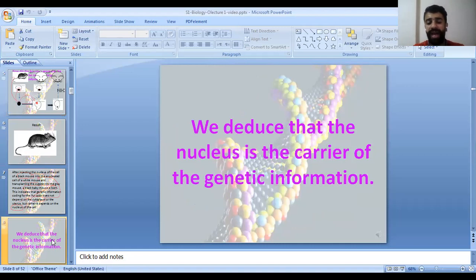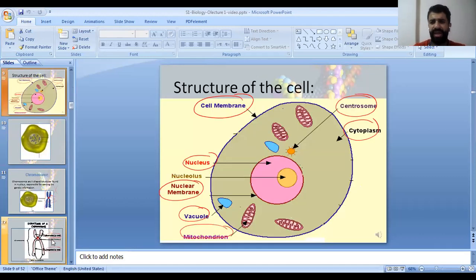So here we deduce that the nucleus is the carrier of the genetic information, meaning that the nucleus carries the genetic information. This is the structure of the cell. We have the cell membrane, the nuclear membrane, the vacuole for storage, mitochondria, which is the source of energy inside the cell, and the cytoplasm. If you have any questions, please leave them till the end, and we will answer all the questions.